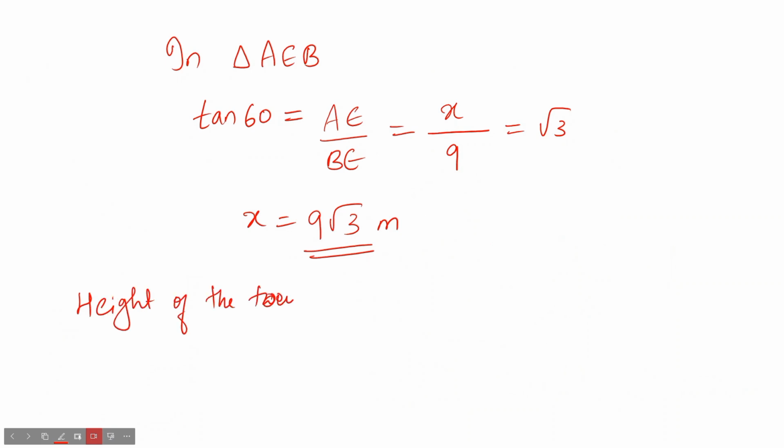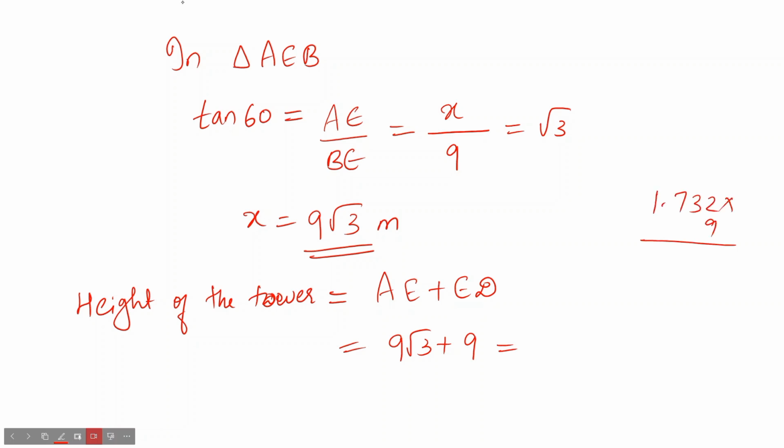Height of the tower equals AE plus ED. AE is 9 root 3 plus ED is 9. So 9 root 3 plus 9. You have to find 1.732 times 9 first. Then it should be added with 9 meter. Okay, you will get 24.588 meter. Please calculate this and you will get this answer.